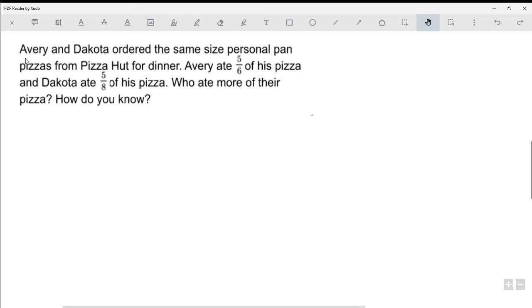So let's look at this problem. Avery and Dakota ordered the same size personal pan pizzas from Pizza Hut for dinner. Avery ate 5/6 of his pizza, and Dakota ate 5/8 of his pizza. Who ate more of their pizza? How do you know? There are a couple of ways to do this.